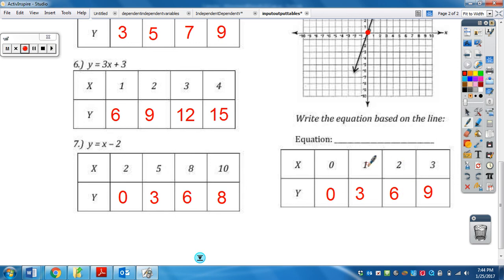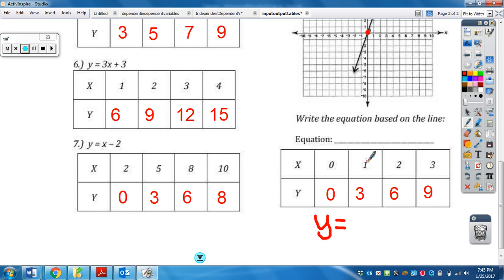So if I do 1 plus 2, that is 3. But is 2 plus 2 equal to 6? Because right now I'm saying that my equation is y equals x plus 2. That was my thought. But if I plug in this 2 here, is 2 plus 2 equal to 6? Well, that's not right. So we know that this is not the correct equation. So we want to try something else.